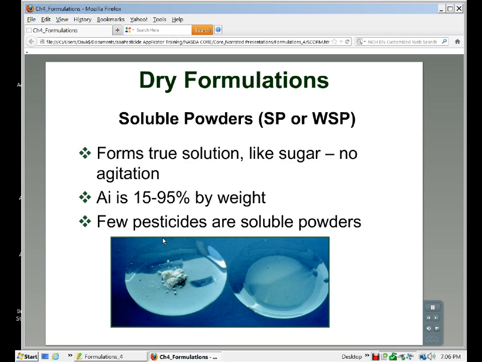Soluble powders look like wettable powders, but they easily dissolve in water and form a true solution, just like powdered sugar dissolves in water. Because they truly dissolve, soluble powders are easy to store and use. There are few powder active ingredients that truly dissolve in water.